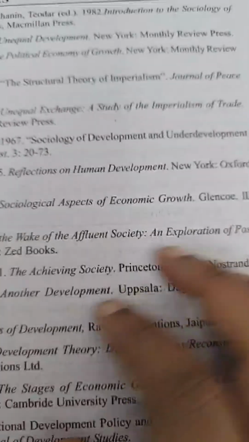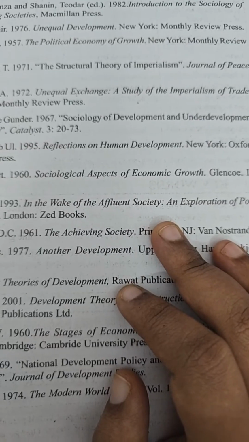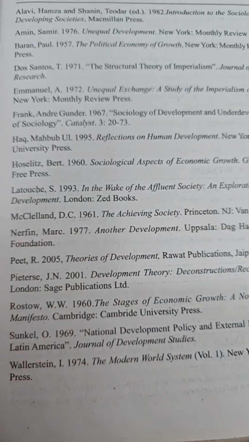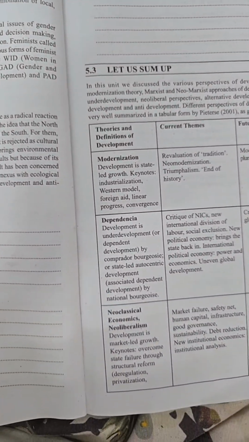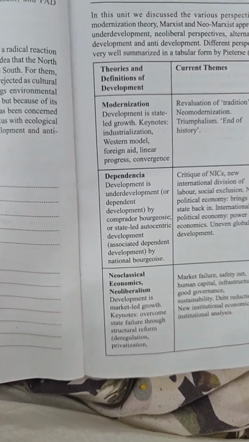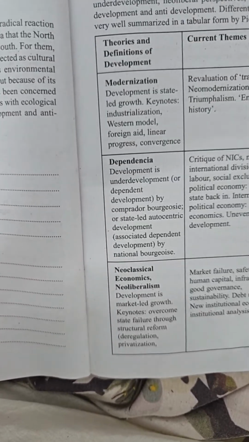Alternative development. Explain the alternative development perspectives. Alternative development is a criticism of mainstream development, providing a series of alternative proposals, practices and methodologies. The alternative refers to an alternative in relation to state and market. It depends on seeing people's social needs. Let us sum up. In this unit, we discussed the various perspectives of development: modernization theory, Marxist and neo-Marxist approaches to development and underdevelopment, neoliberal perspectives, alternative development, human development, and anti-development.